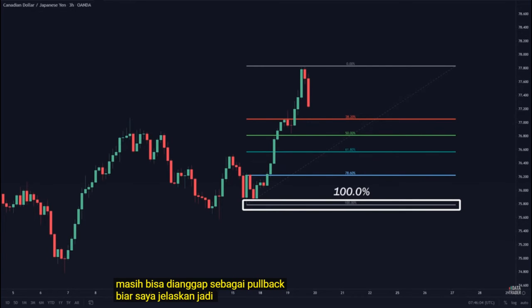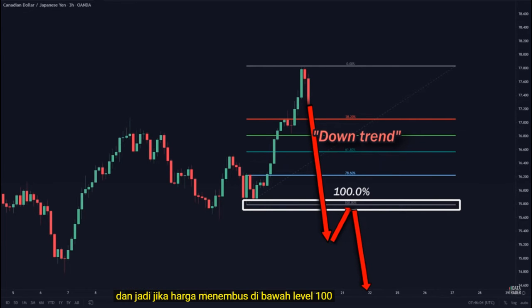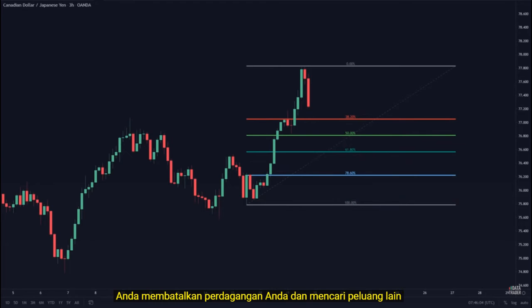Now, the 100% level is the maximum level where the price can still be considered as a pullback. Let me explain. So if the price moved downwards but remains above the 100% level, it indicates that this downwards movement is still considered as a pullback, meaning there's a chance that the price can still go back upwards. But if the price moved downwards but breaks below the 100% level, it indicates that this downwards movement is no longer considered as just a pullback, but rather it can already be classified as a downtrend, meaning the price is more likely to continue downwards instead. And so if the price breaks below the 100% level, you cancel your trade and look for other opportunities.